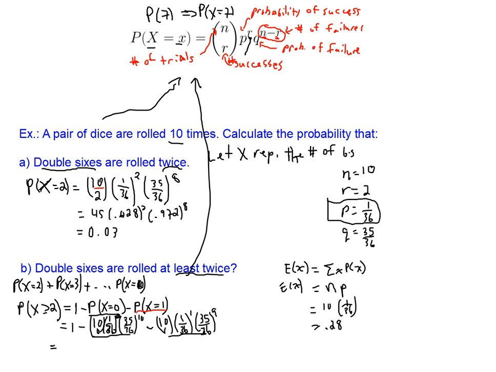So not even 1, which makes sense, right? There are 36 different possibilities. We're only rolling 10 times. There's only one way to get a double six. So the expected number of double sixes in this case is 0.28.